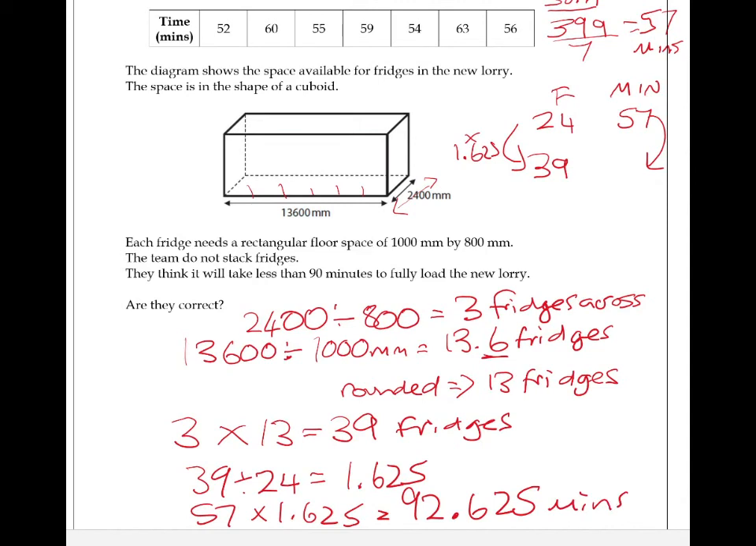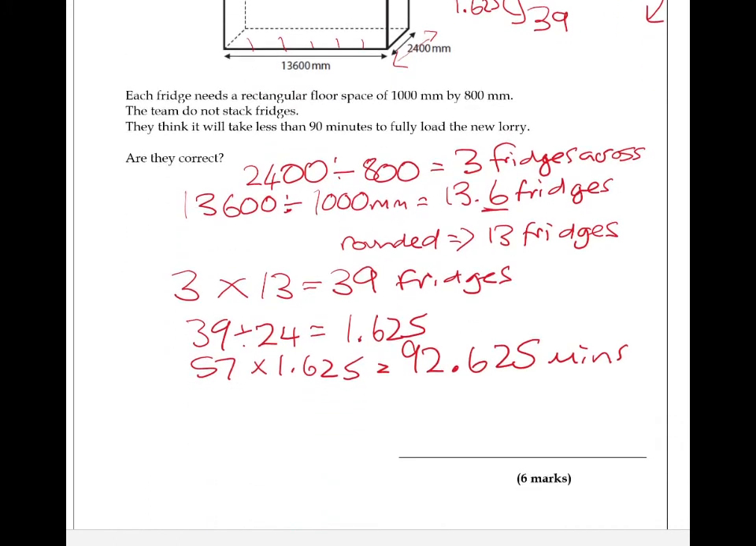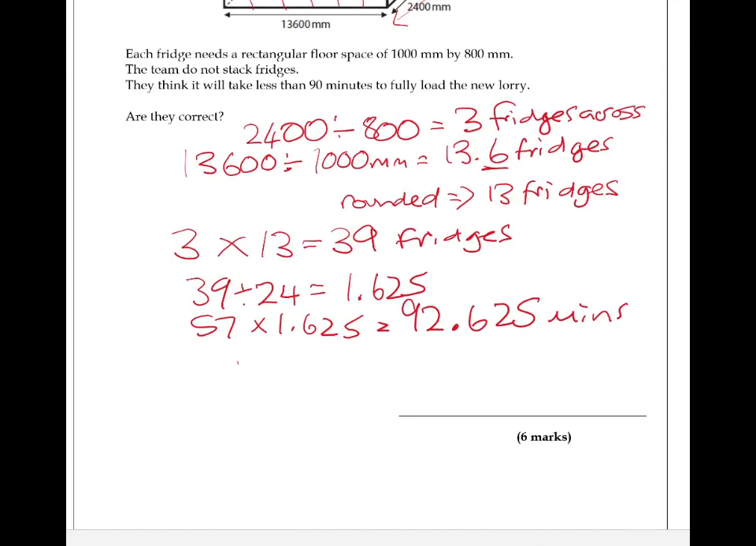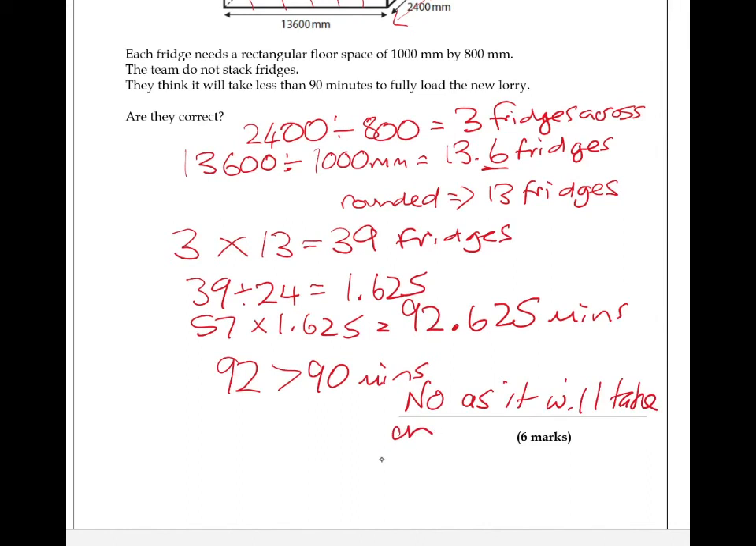So now we have enough information to answer our question. We don't have to worry about converting our decimal minutes. We can see clearly that the 92 is greater than the 90 minutes they suggested. So are they correct? No, as it will take an estimated 92 minutes to load the lorry. And all of those calculations are worth 6 marks.